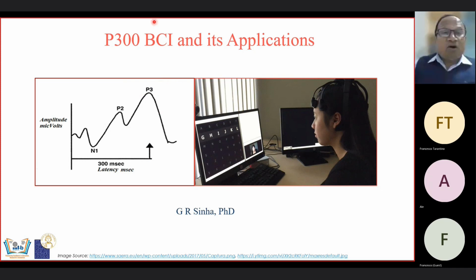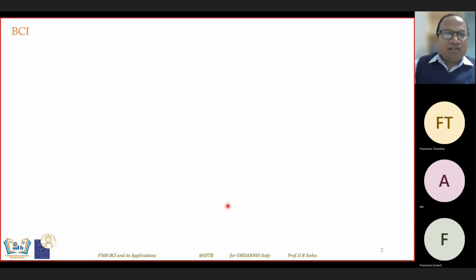So this is a very, very popular type of BCI, brain computer interface, and it is used in a number of controlling applications. This particular lecture highlights P300 BCI and its applications. We will discuss the fundamental principles, an overview, what the different types of P300 paradigms are, and how those paradigms are used in order to make the BCI understand what the brain signal indicates, what the brain signal infers. So let's begin with BCI.